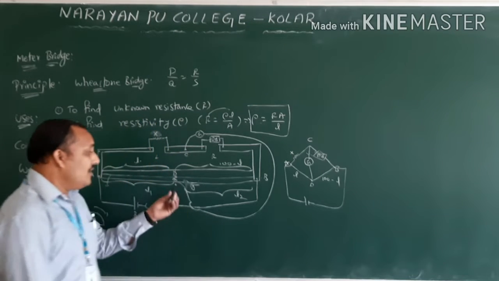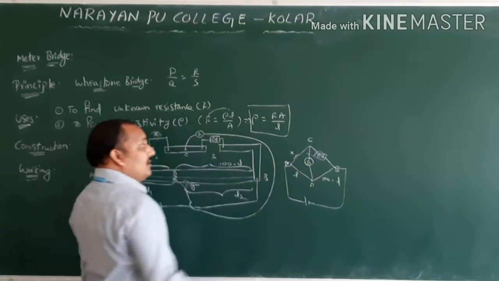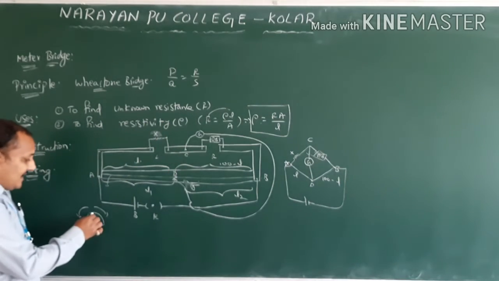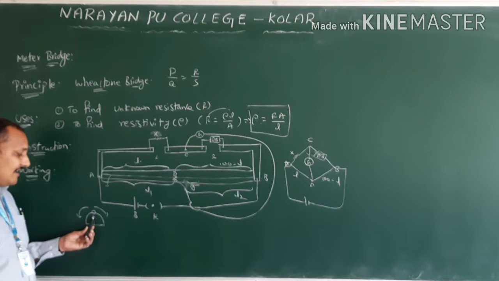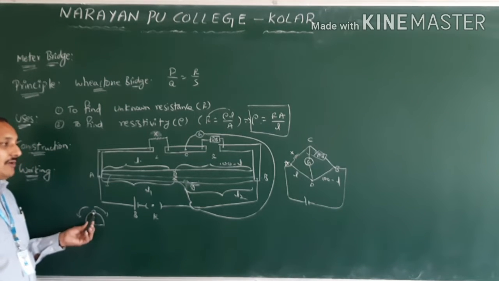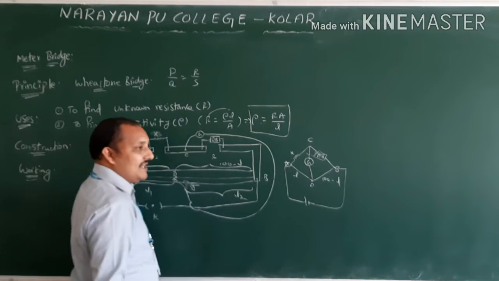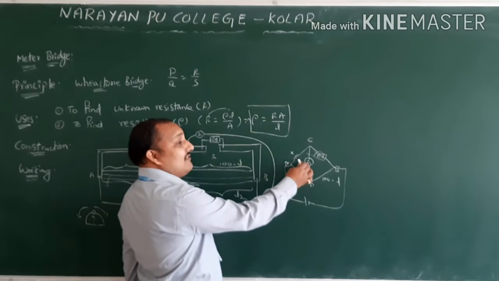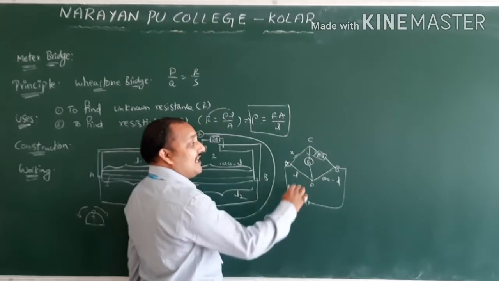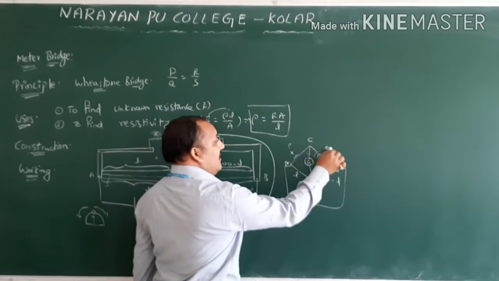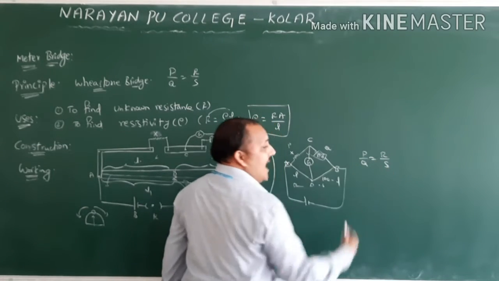0. Therefore, we should move the jockey on the wire unless and until the galvanometer shows null deflection. Null deflection means on this galvanometer the needle will be at 0. Whenever current flowing to the galvanometer is 0, then the bridge is said to be balanced. Whenever the bridge is balanced, the condition is P by Q is equal to R by S.